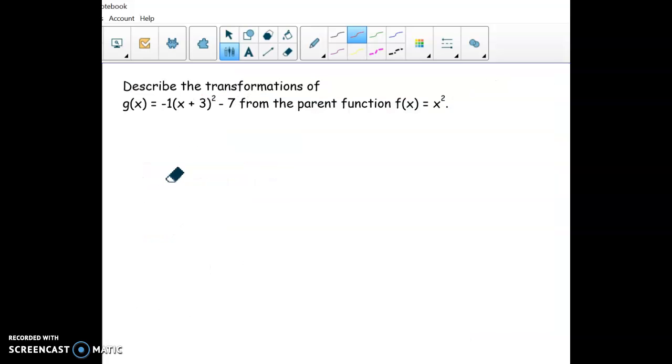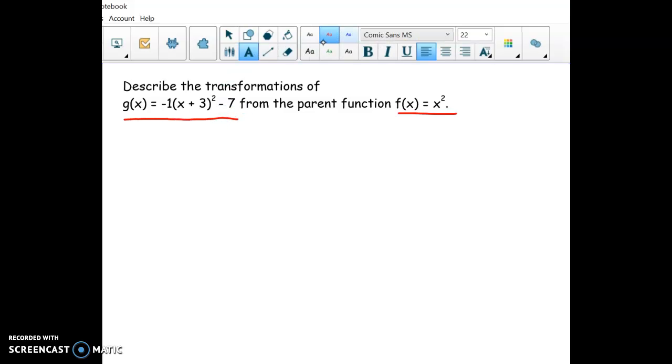Okay, just different questions. It's all based on the same graphing stuff that we reviewed at the beginning, but there's a different form of a question. So what would be the transformations here? We're starting with x squared, and we want to know how would g of x be different?